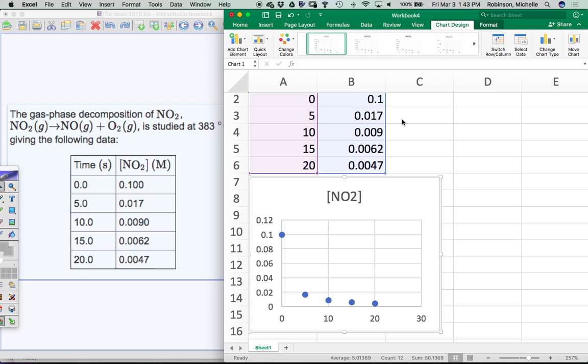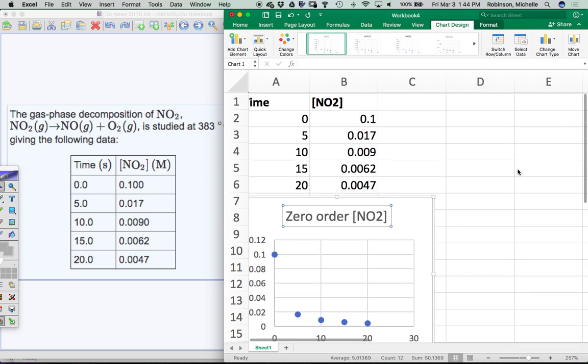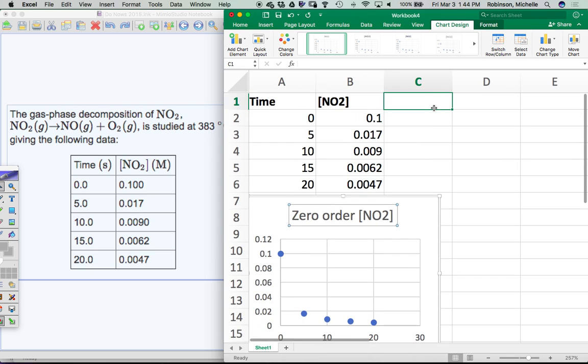All right. Does everybody have a plot? You got in there? And then click scatter. All right. So this one really would be zero order, right? Can't spell zero. And there you go. It's not a straight line. So our data, this is not a zeroth order reaction, right? So guess what we have to plot next? What do we have to plot next?